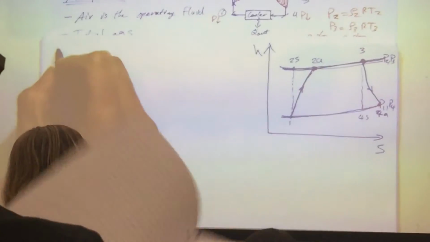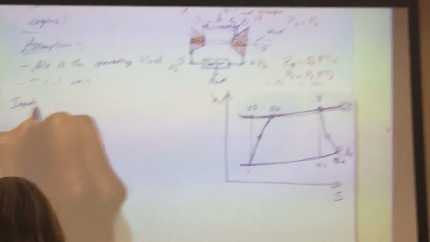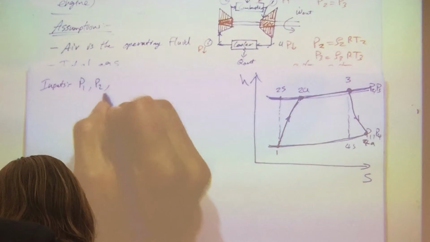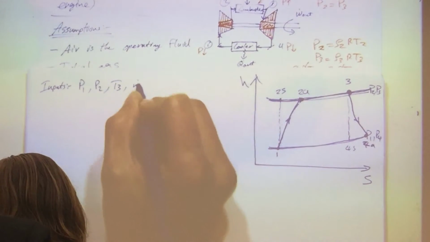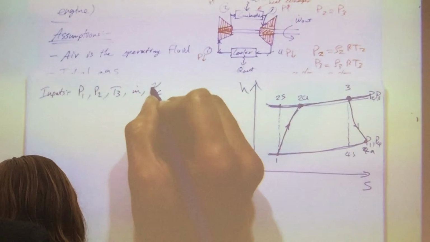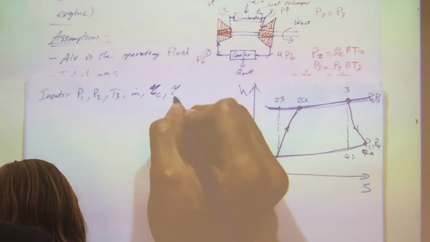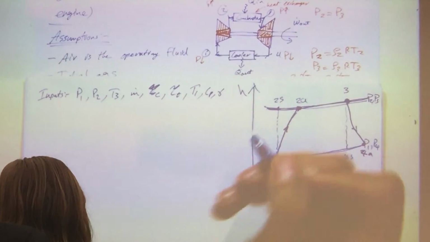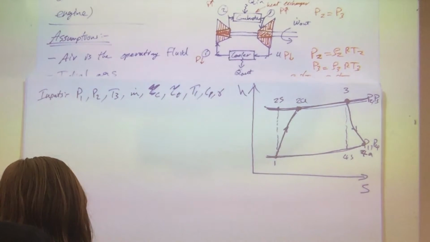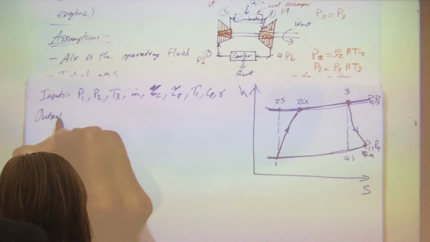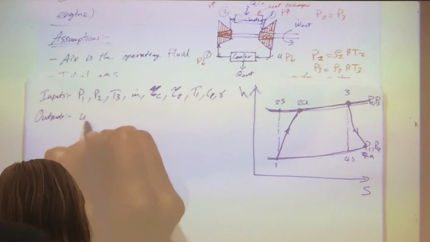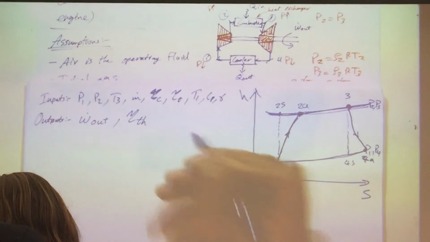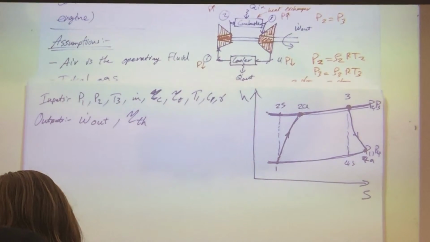So we'll say, what do I have as inputs? I have P1, P2, T3, mass flow, the compressor efficiency, my turbine efficiency, my T1, Cp, and gamma. These are your input control variables, and the outputs are primarily, what I'm interested in is work out, which you can translate into thrust, and thermal efficiency of my overall system. So let's revisit some of these terms.